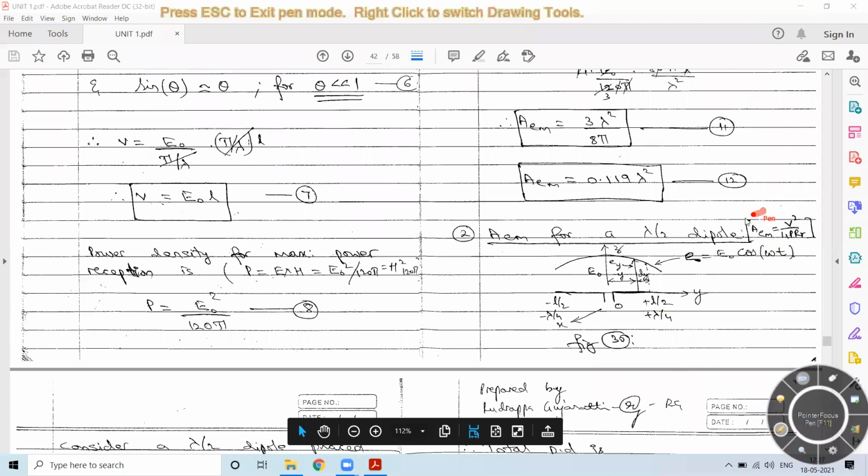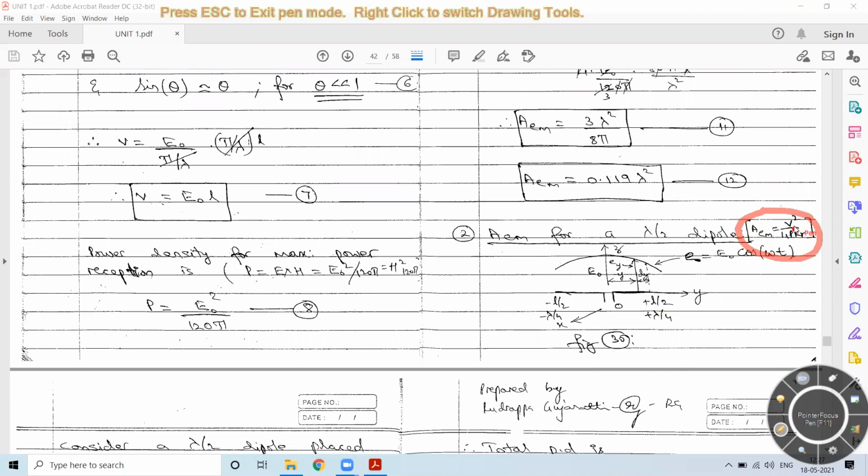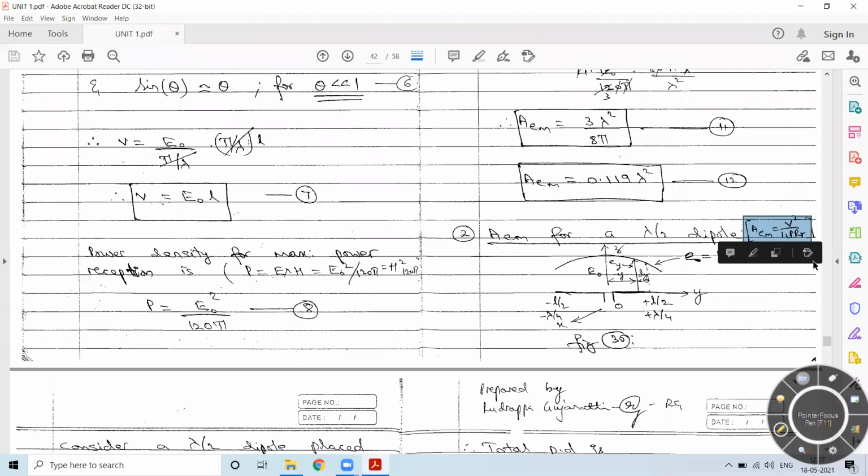And again, we make use of the equation to obtain the maximum effective aperture, that is V square divided by 4 P into the radiation resistance. So now let us see what these parameters are: what is V, what is P, and what is the radiation resistance. Once we obtain those values, we substitute them in this equation and obtain the maximum effective aperture.